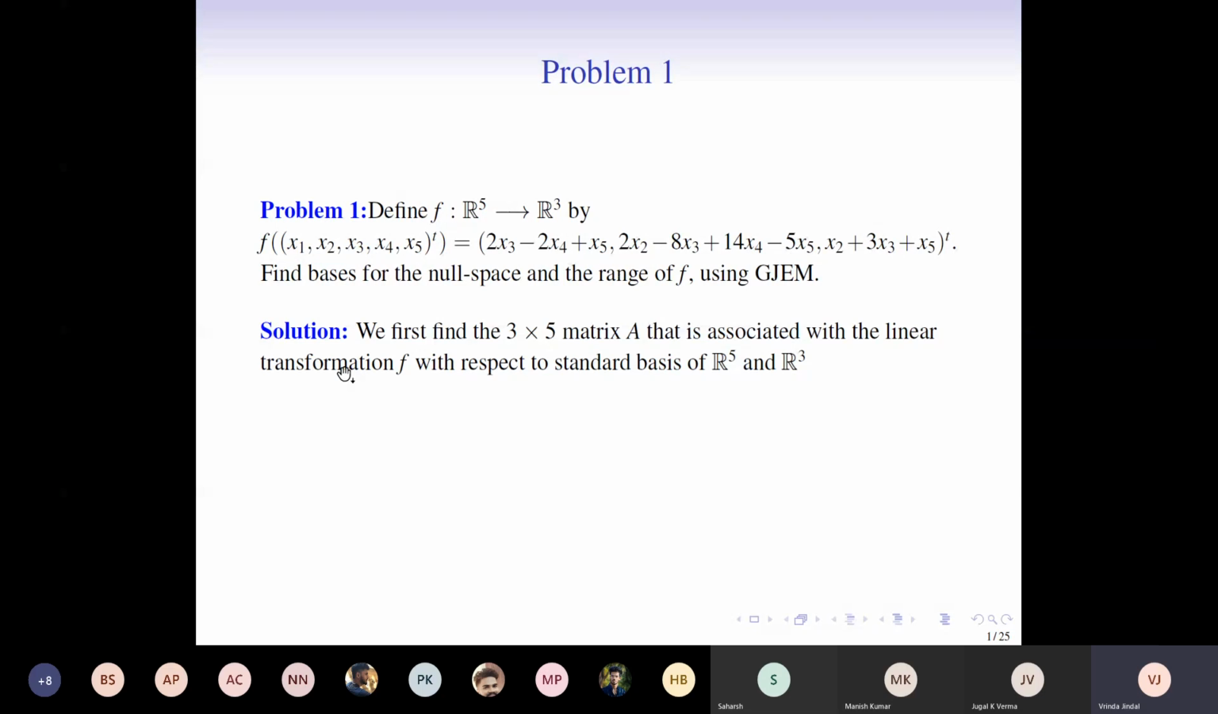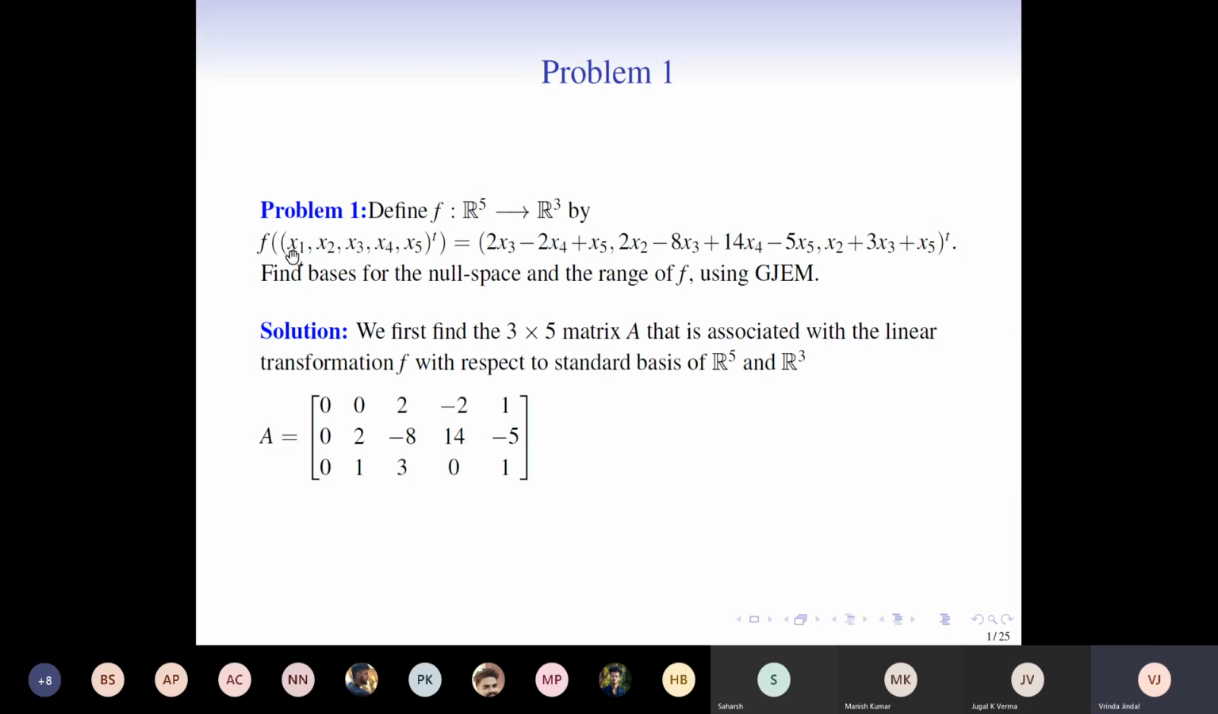So what we do is that we begin by first finding the matrix that is associated with f. And we'll find that matrix with respect to the standard basis of R5 and R3. The dimensions of this matrix will be 3 cross 5, and that can be seen because it takes an input of 5 dimensions and transforms it into a vector of 3 dimensions. Hence, the size of the matrix will be 3 cross 5. On observing the formula for f given, we can see that A turns out to be this matrix.